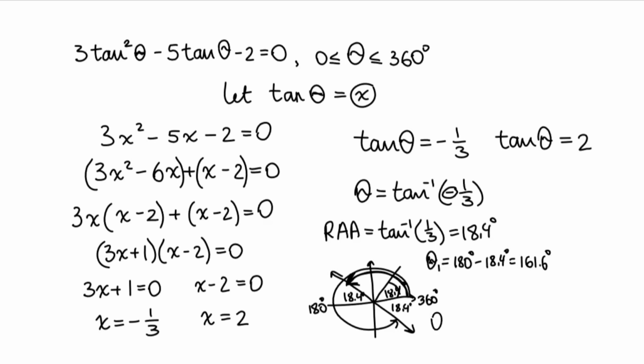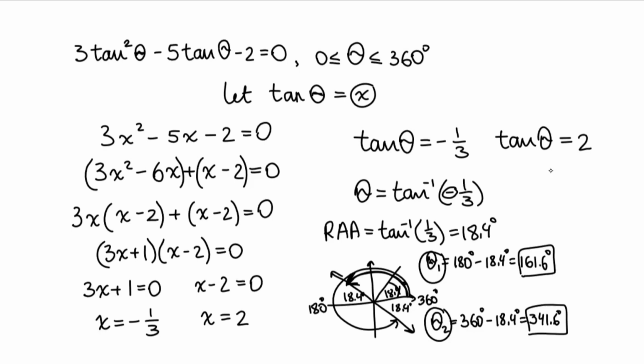And the other angle, theta 2, we're not quite making it to 360, the same amount of degrees, 18.4, because that's our related acute angle. So the angle that we have here is 341.6 degrees. Those are the solutions to that first equation. Tangent theta is equal to -1/3.